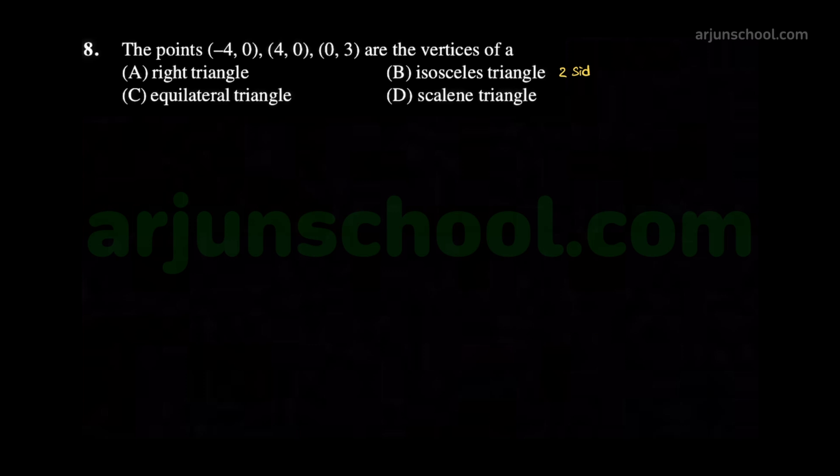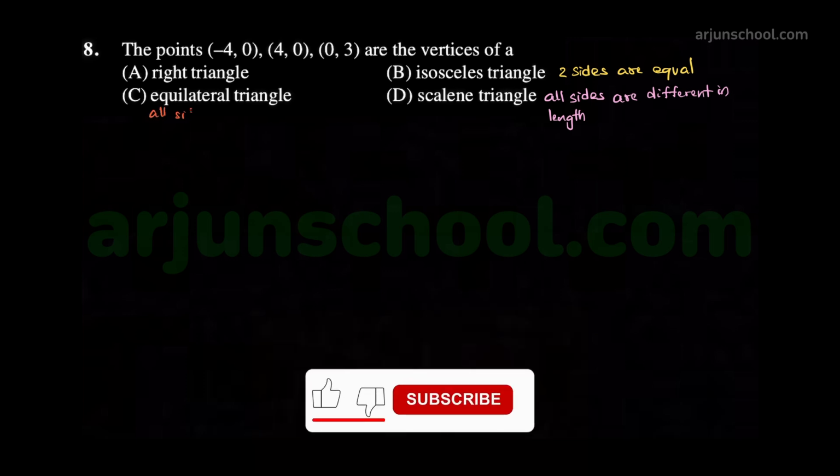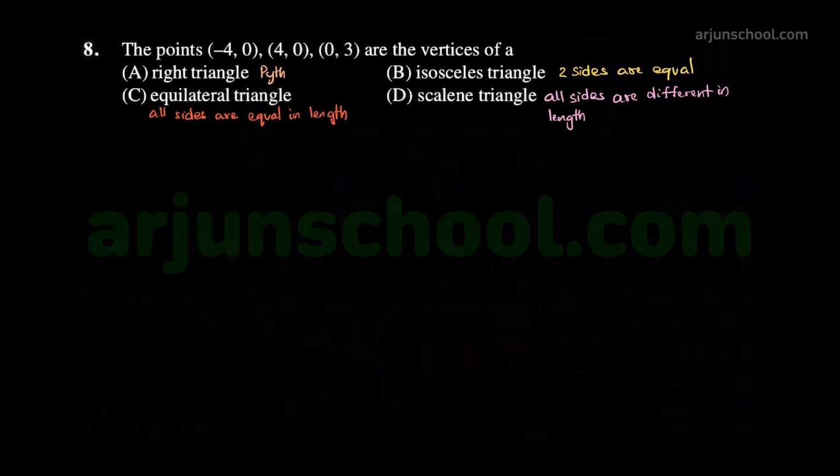An isosceles triangle is a triangle in which two sides are equal. And what is a scalene triangle? A triangle in which all sides are different in length. And what is an equilateral triangle? A triangle in which all sides are equal in length. And what is a right triangle? A triangle which obeys Pythagoras theorem, which is the square of the largest side is equal to the sum of the squares of the other two sides.